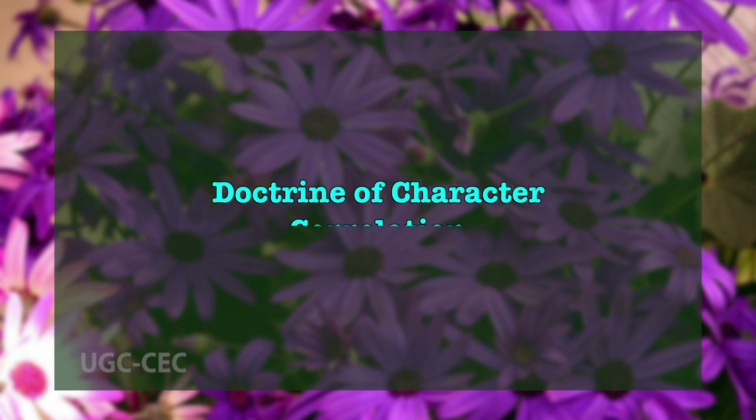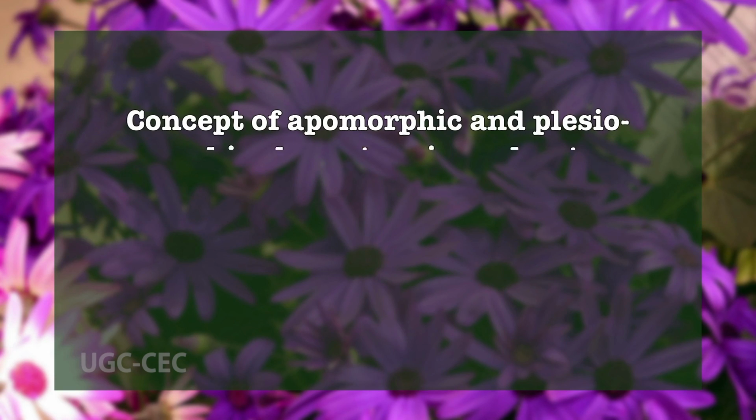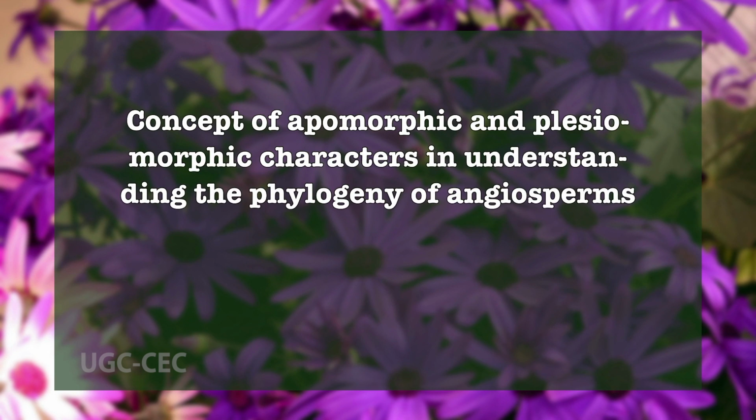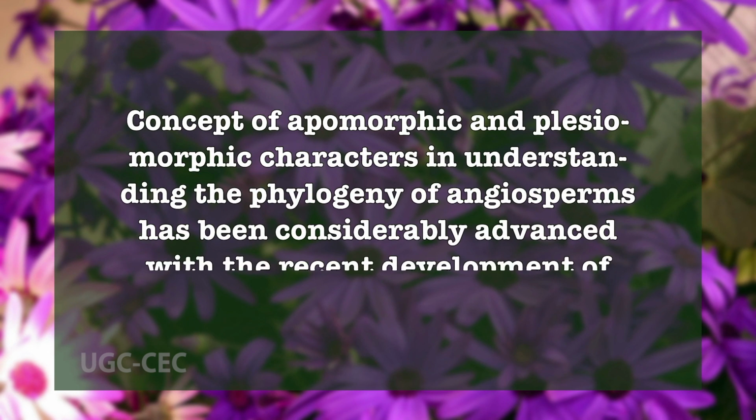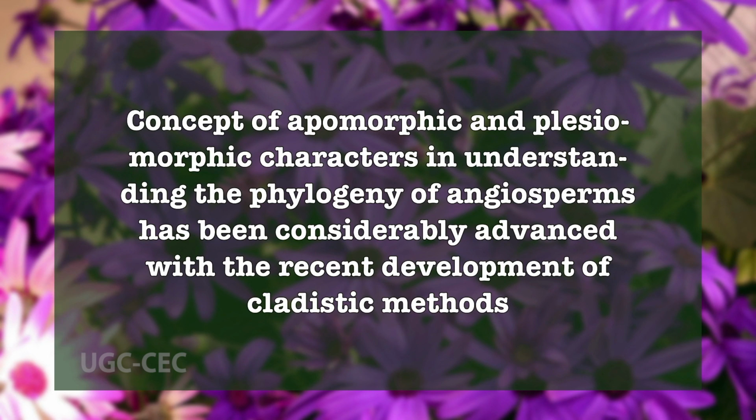The doctrine of character correlation: the distribution of plesiomorphic characters is displaced towards primitive members, which have a higher proportion of plesiomorphic characters than the average for the group as a whole. The concept of apomorphic and plesiomorphic characters in understanding the phylogeny of angiosperms has been considerably advanced with the recent development of cladistic methods. Dear students, you might have understood what plesiomorphic and apomorphic characters are.